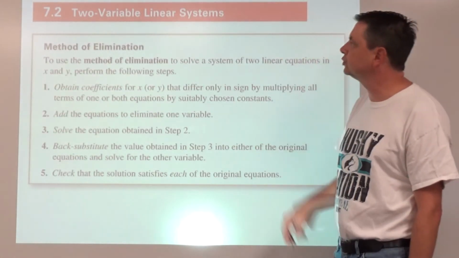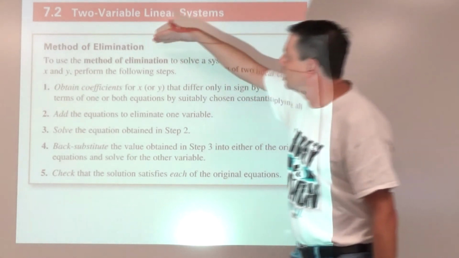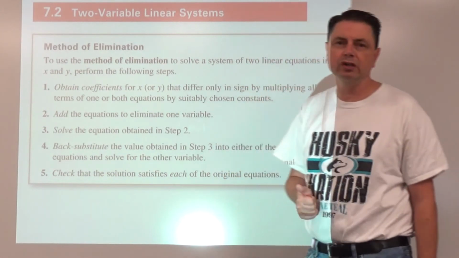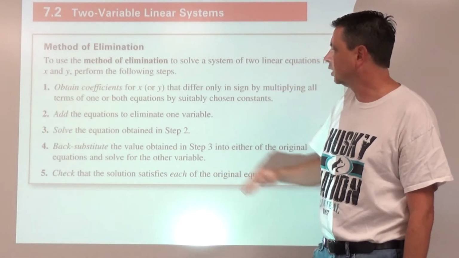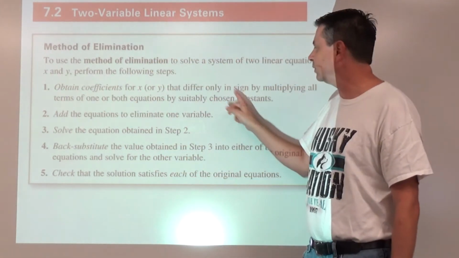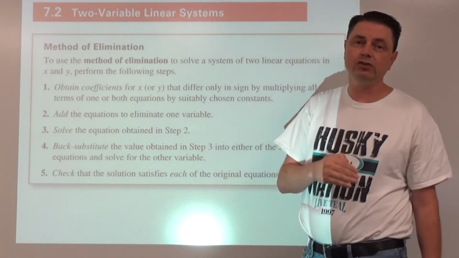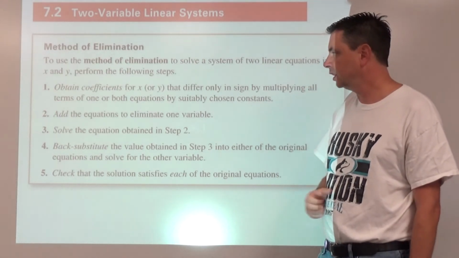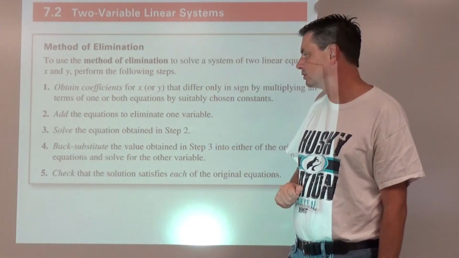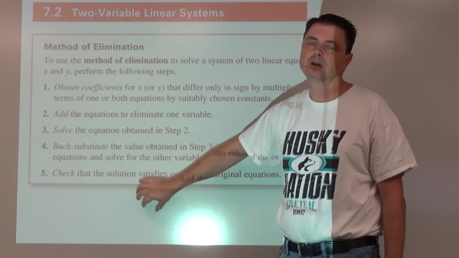All right, 7.2, two variable linear systems. Really what we've been working on anyways, but now another option besides the substitution method is the elimination method, which is to choose to eliminate one of your variables. So we want to get coefficients for x or y to be the same number but just opposite signs, like a 5x and a negative 5x, or a negative 2y and a positive 2y. Once we do that, we can add the equations, which will eliminate one of our variables. We'll then solve what's left, and again then back substitute, and we can check.